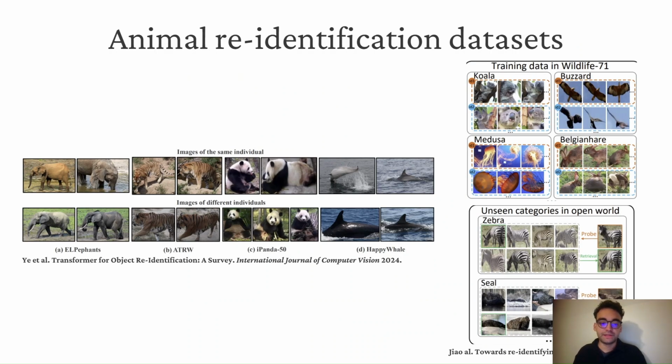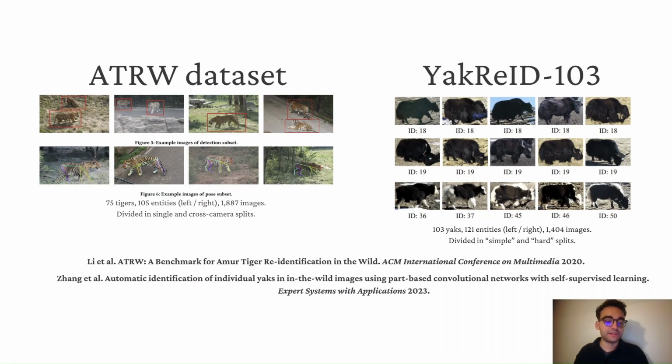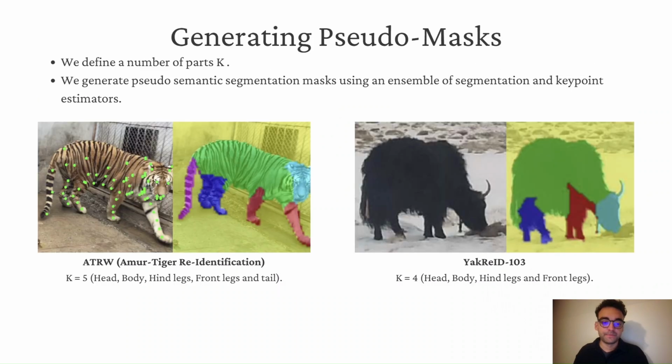There are many animal re-ID datasets, but here we're gonna focus on two. The Amur tiger re-identification dataset composed of 75 tigers, and the yak re-ID composed of 103 yaks. We're gonna generate pseudo-masks by defining a number of parts k and generating those using an ensemble of pre-trained segmentation and keypoint estimators. For the Amur tiger, we define 5 parts: the head, the body, the hind legs, the front legs, and the tail, and for the yaks, the same, but without the tails.